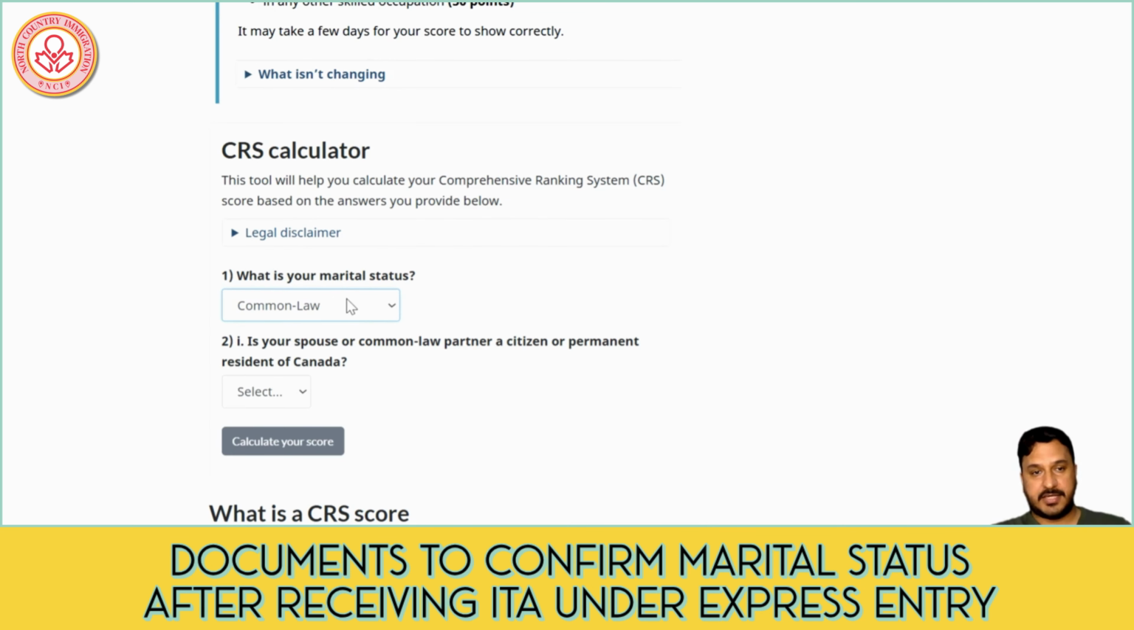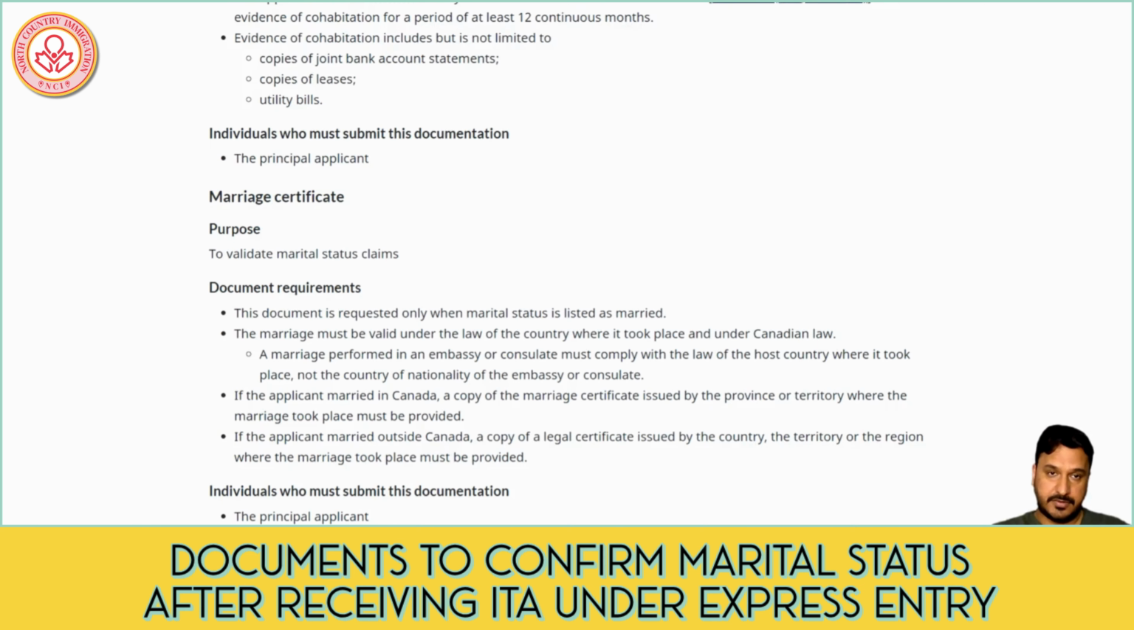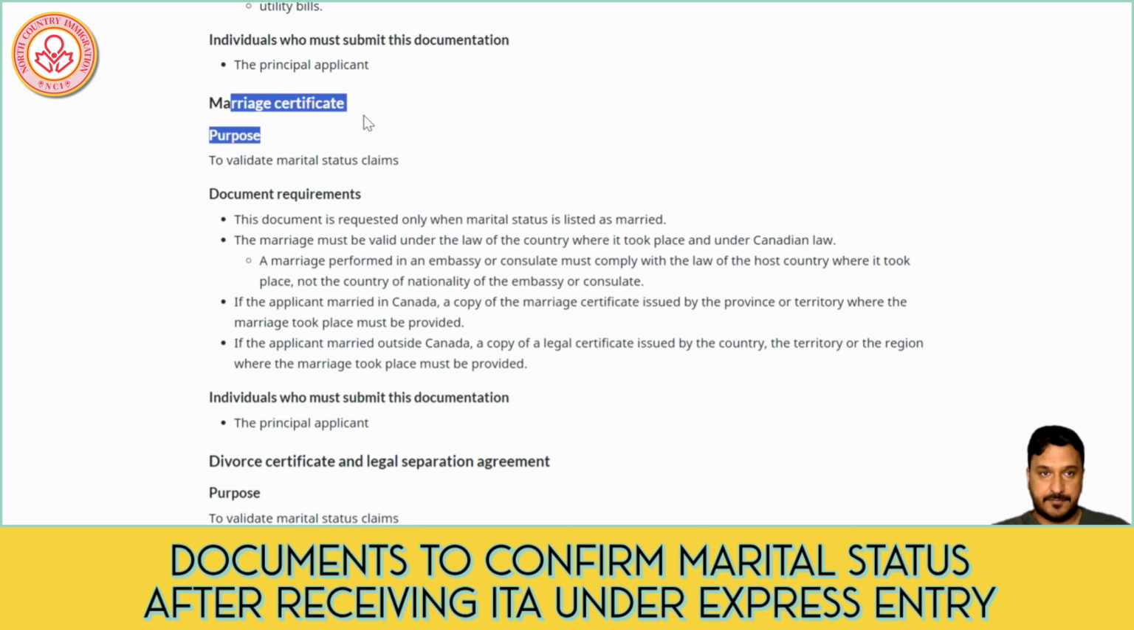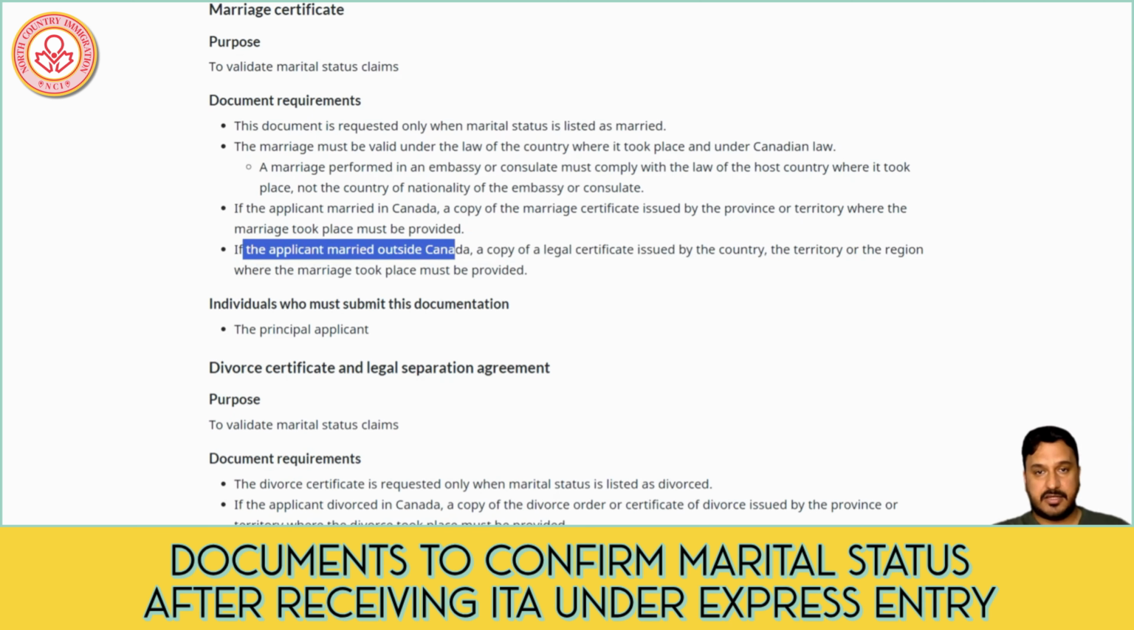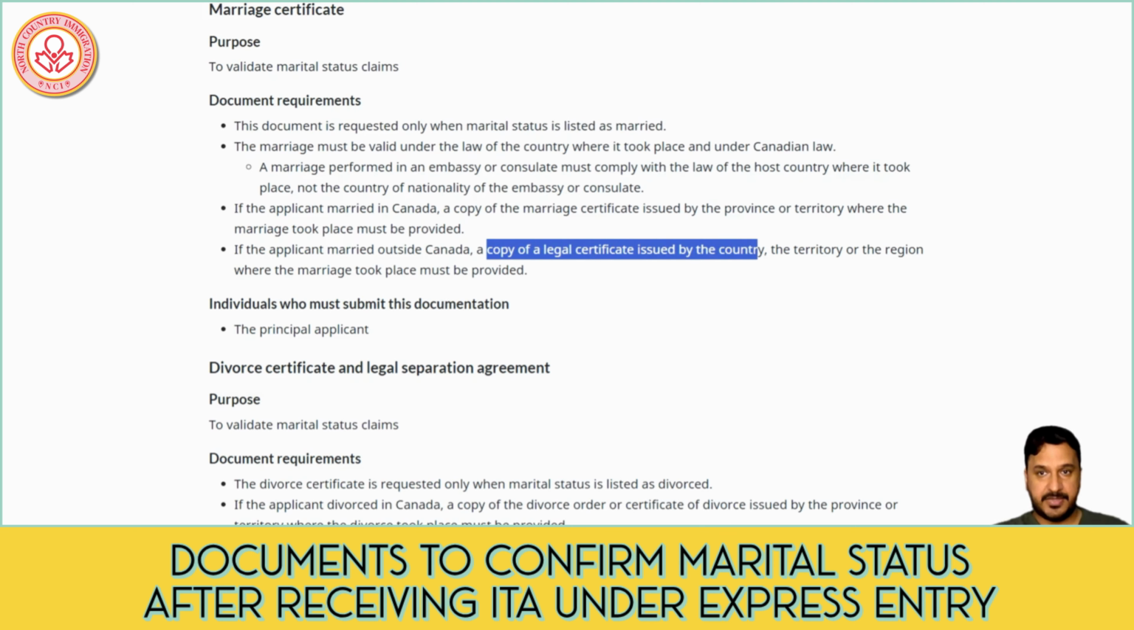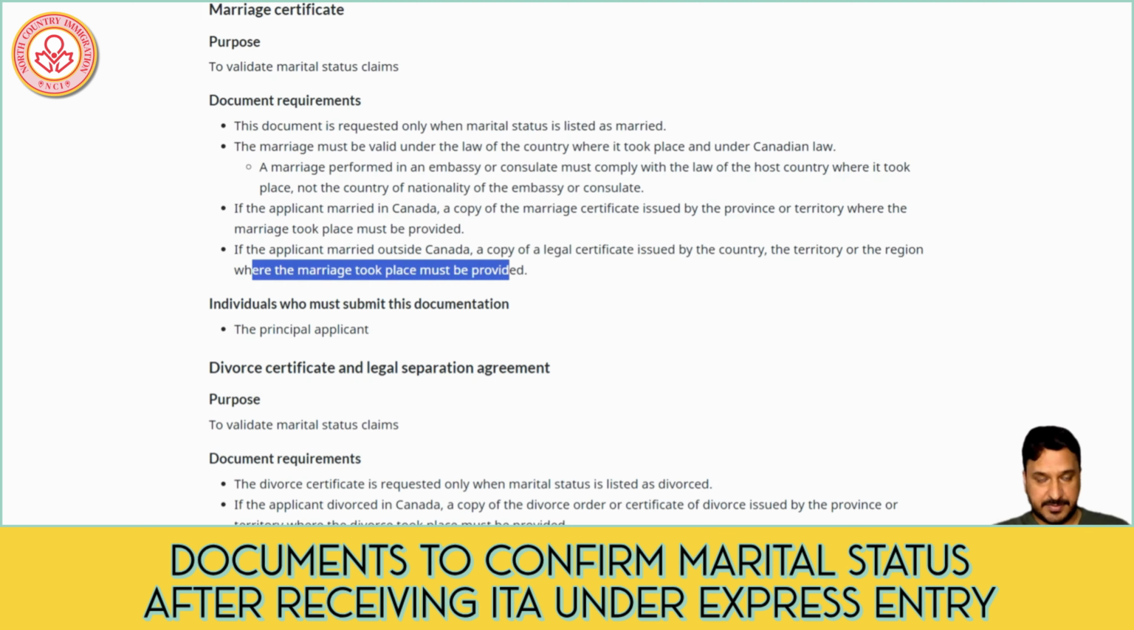Now, what if your marital status is married? If you're married, you can provide the same documents, and in addition, you also have to provide your marriage certificate. To refer to the same document again: marriage certificate to validate marital status claims. If the applicant married outside Canada, a copy of a legal certificate issued by the country, territory or region where the marriage took place must be provided. If your marriage certificate is in a language other than English or French, then it has to be translated. If you have any other documents or evidence that would strengthen your case and serve as proof of you being married, that should also work.